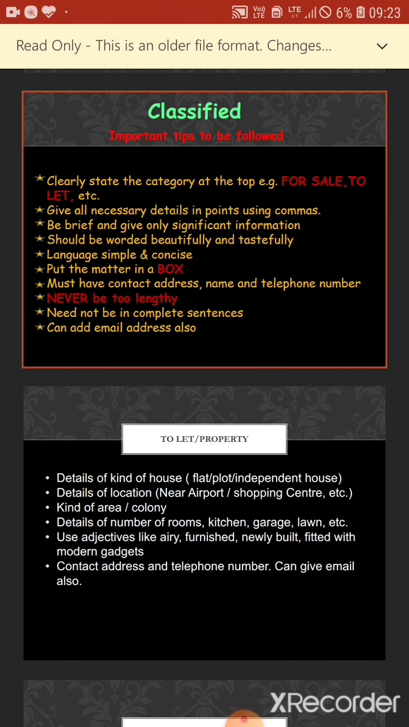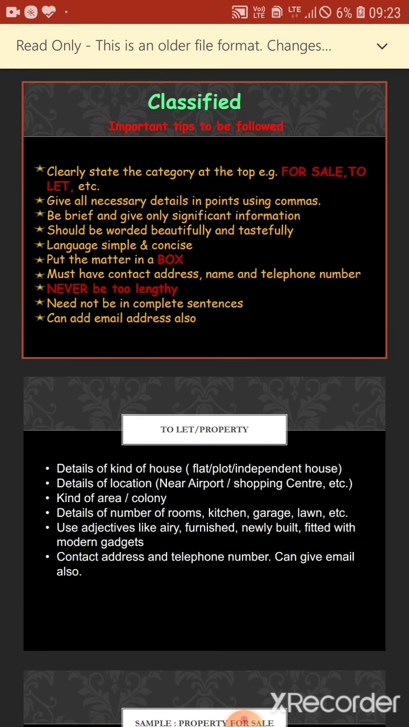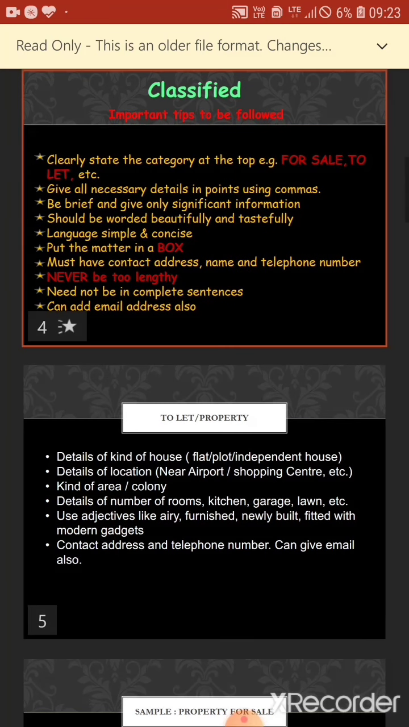It need not be in complete sentences. This is again stressed here, as we have already talked. Full sentences should not be used, only phrases, and they should be used with commas to give the description or details of the property or the qualifications of a person whom we are going to appoint. So complete sentences should be avoided. In at most three or four sentences, this classified advertisement should be completed.